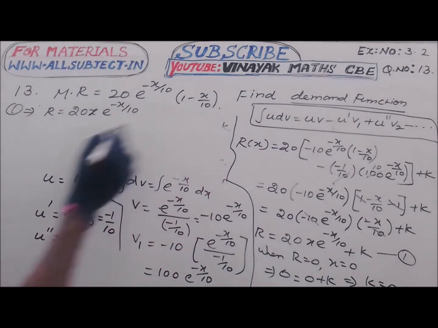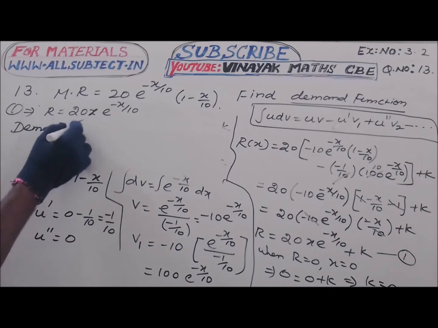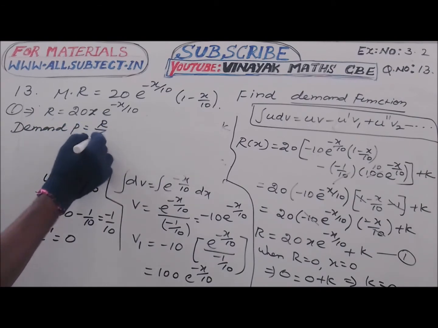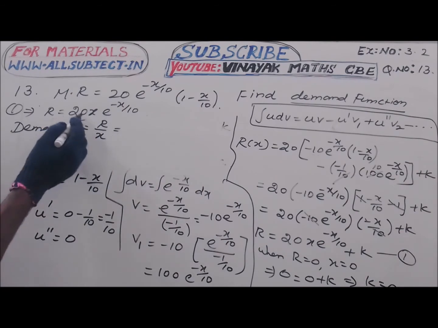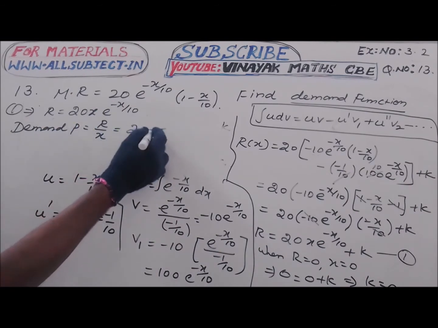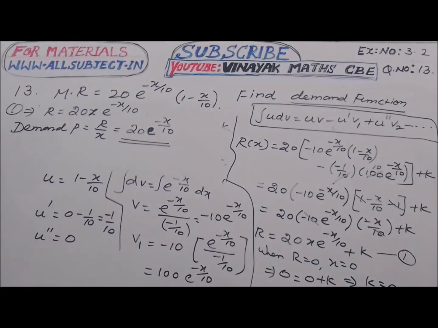Now we need the demand function. Demand p equals revenue by x, r divided by x. So dividing by x, x gets cancelled, and the remaining is 20 e power minus x by 10, which is the demand function.